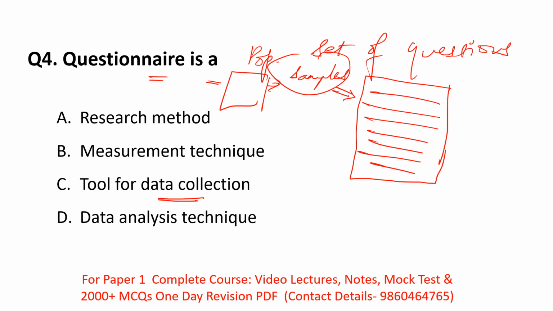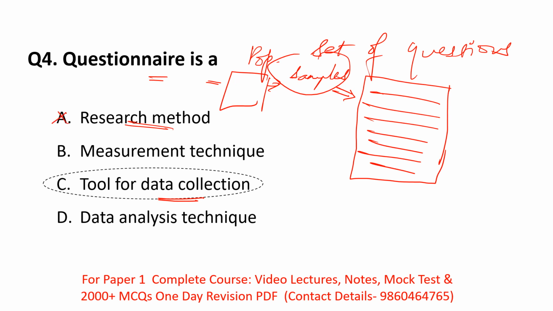That's why the correct answer is option C, tool for data collection. We'll see the remaining options. Option A is research method. No, a questionnaire is not a research method because it is a data collection tool. You are not doing a method, you are not analyzing something. So option A is incorrect.